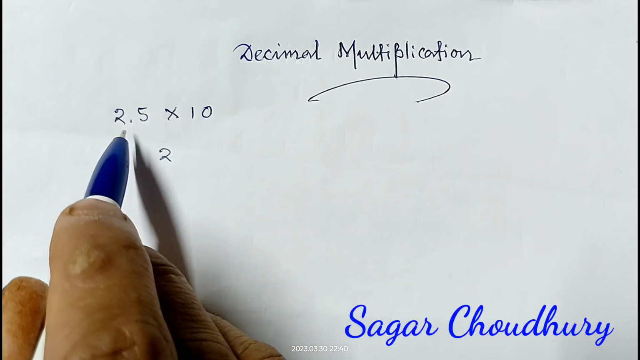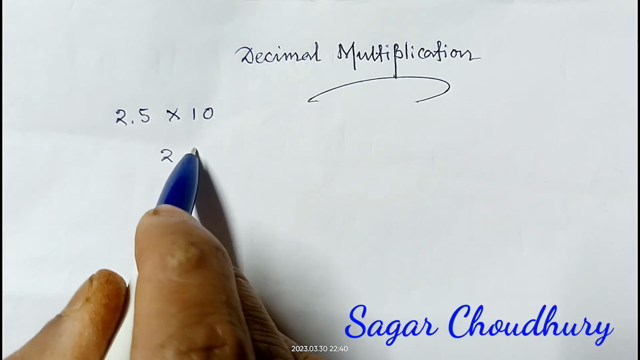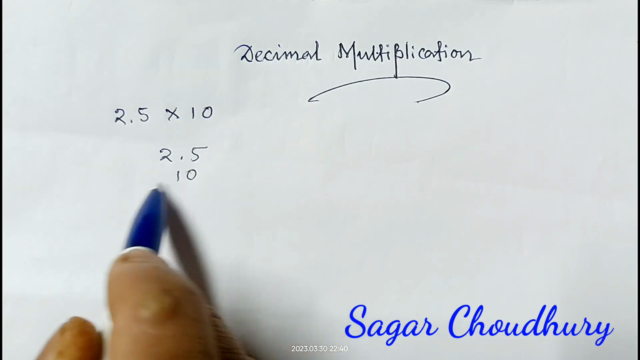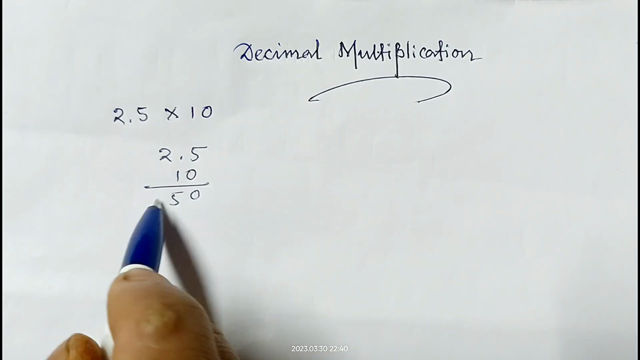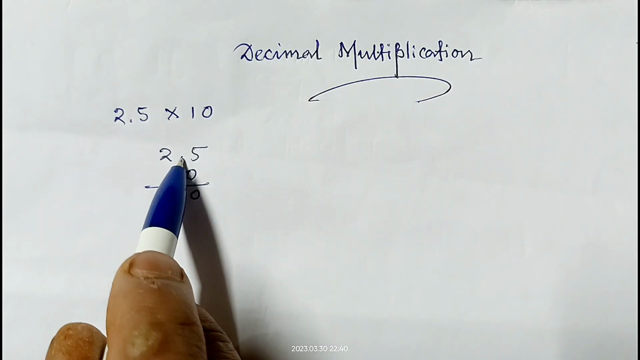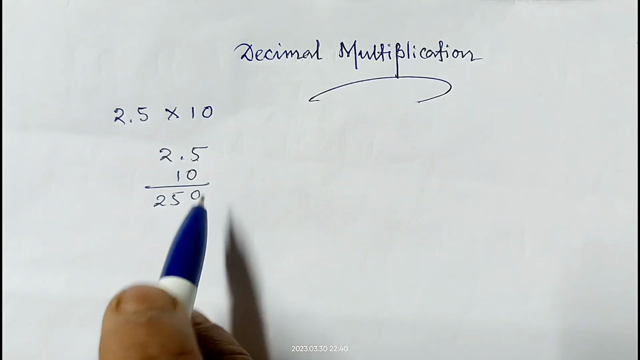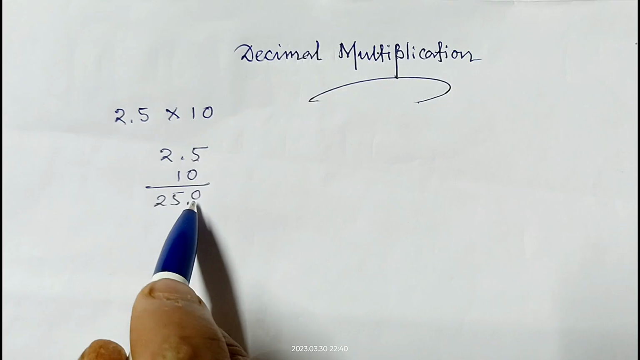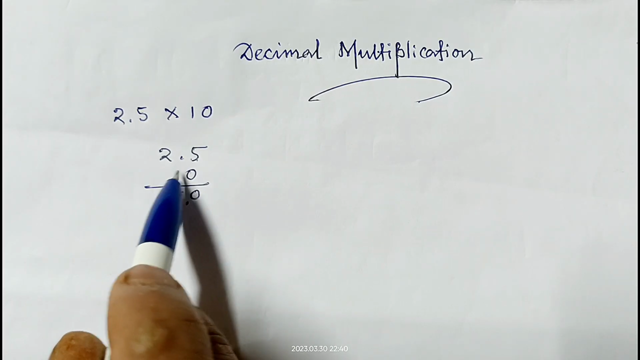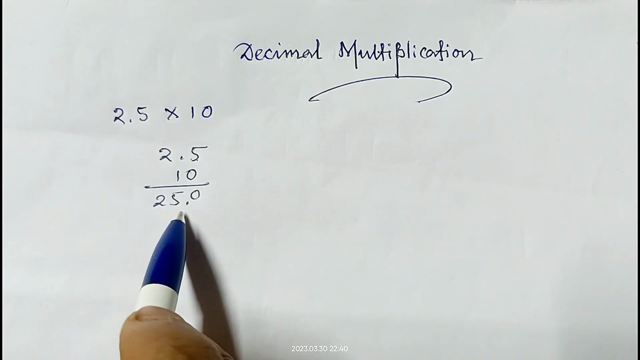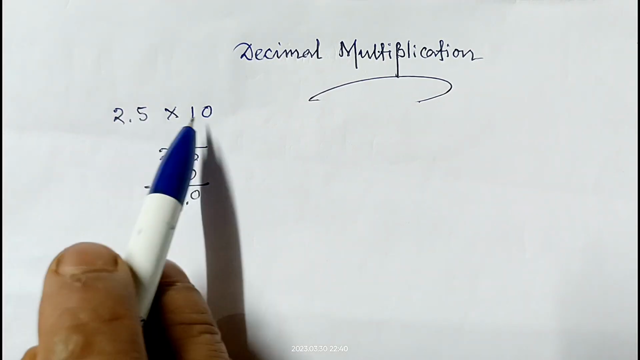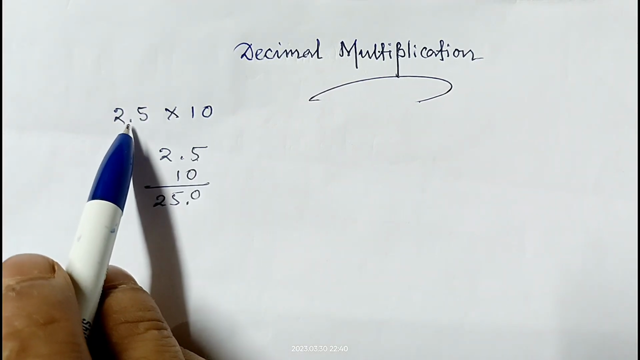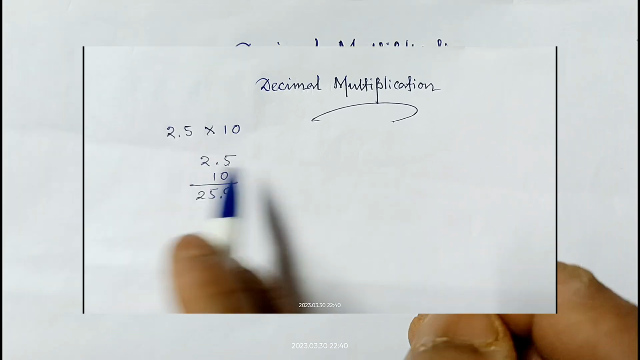Suppose we want to multiply 2.5 by 10, we can write here 2.5 into 10. Here 0, 5 ones are 5, 2 ones are 2, and after decimal there is one place. So here also after decimal there will be one place. So 2.5 when multiplied by 10, it will give 25. So when we multiply a decimal number by 10, the decimal shifts one place to the right-hand side.